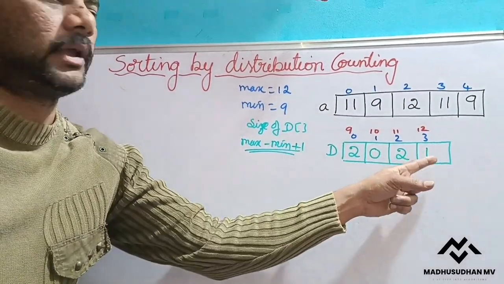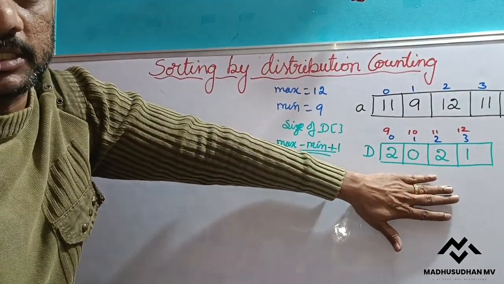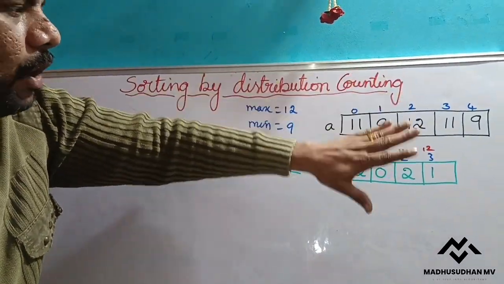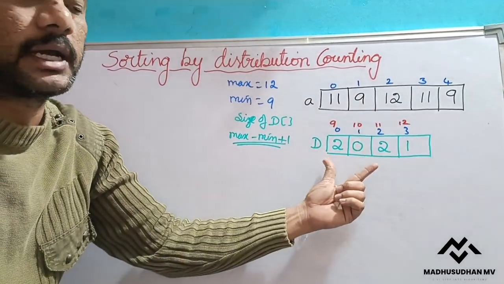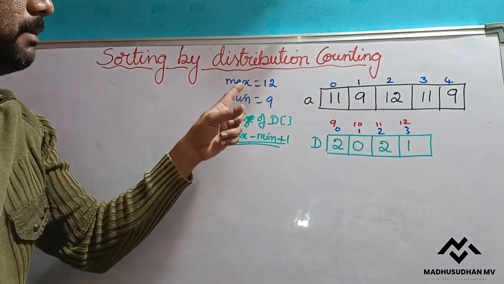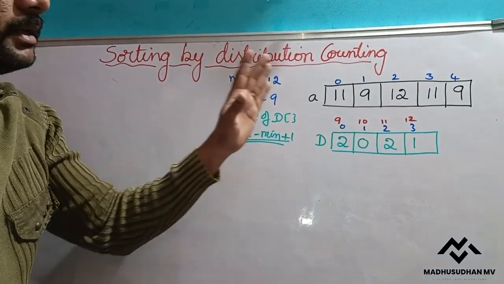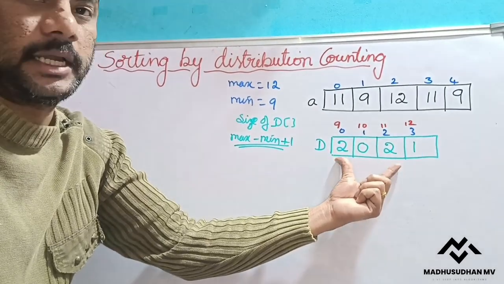4, 2 plus 2 plus 1, 5. 5 elements are there. Simple. This array gives us the information about what? How many elements occur, how many times. That means it gives the frequency of occurrences, in the range minimum to maximum. This is the extra information we have generated.